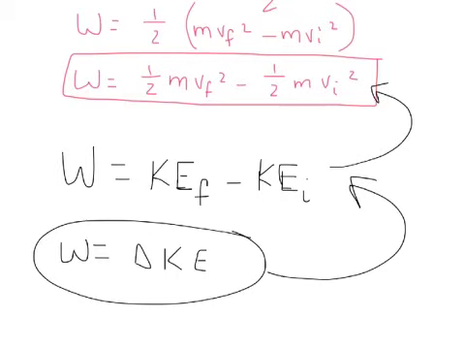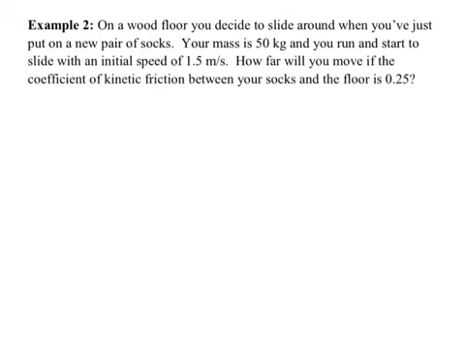Let's look at example 2 now. Can I get someone to read this, please, Teresa? On a wood floor, you decide to slide around when you've just put on a new pair of socks. Your mass is 50 grams, and you run and start to slide with an initial speed of 1.5 meters per second. How far will you move if the coefficient of kinetic friction between your socks and the floor is 0.75?